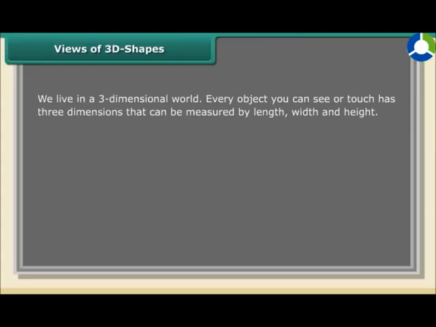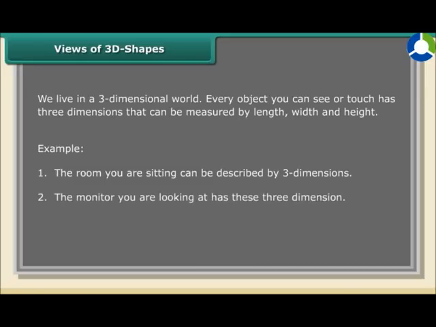Views of 3D shapes. We live in a three-dimensional world. Every object you can see or touch has three dimensions that can be measured by length, width, and height. Example 1. The room you are sitting in can be described by 3 dimensions. The monitor you are looking at has 3 dimensions.